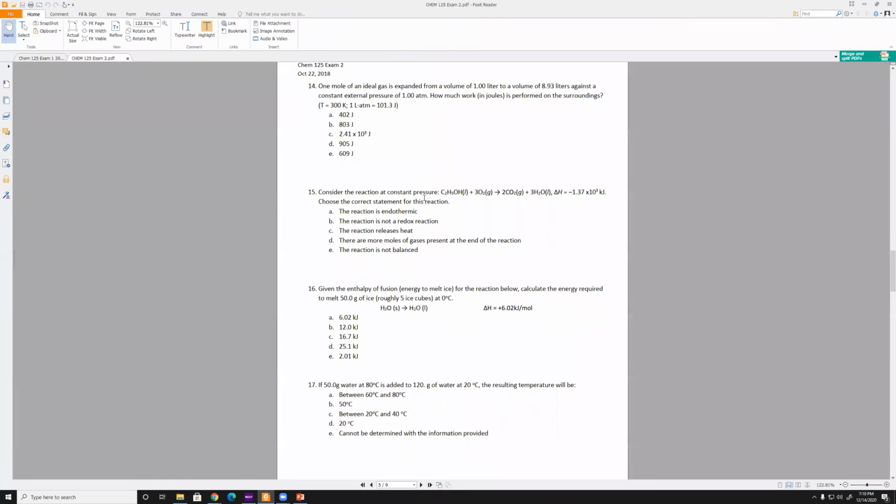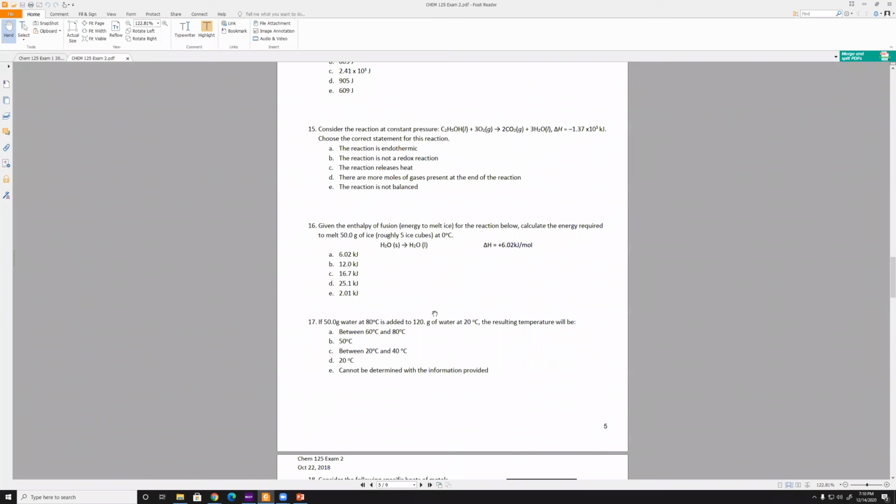Okay, next. Consider the reaction at constant pressure, and you have a negative enthalpy. Write the correct statement. Negative enthalpy means exothermic. Energy in the form of heat is being released. So the reaction releases heat. Great. Reaction is not balanced? It's pretty balanced to me. It looks balanced. So yeah, the reaction releases heat, not endothermic. It is a redox? Yeah, that's it. So C.